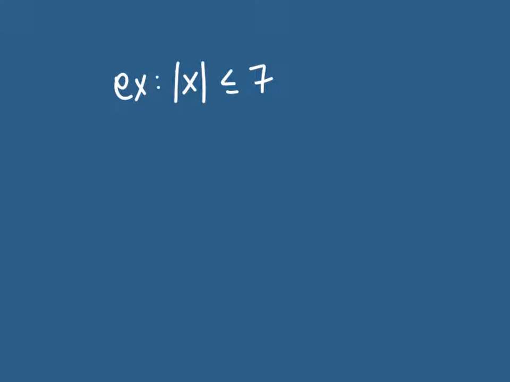Let's look at another example. This time it says absolute value of x is less than or equal to 7. So since we have a less than sign, we're looking at an and statement for the inequality. Again, the first thing I'm going to do is write this as two separate inequalities. The first one is x less than or equal to 7. The second one is x greater than or equal to negative 7.